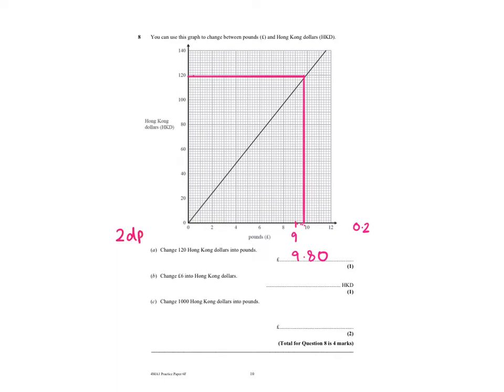It then says change 6 Hong Kong dollars. Sorry, £6 into Hong Kong dollars. So again, I'm going to start at the 6. I'm going to draw my nice straight line up until I reach my line. I'm then going to go across and then I'm going to read the axes. So we can see this time we're going up in 10. So at the top, each square is actually 2. So I've got 60, 72.